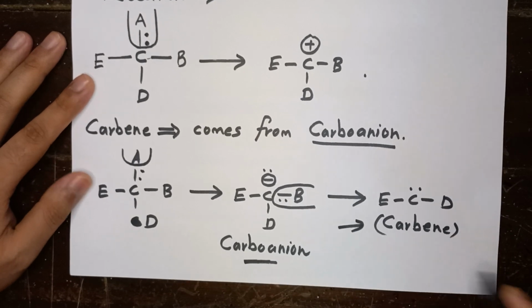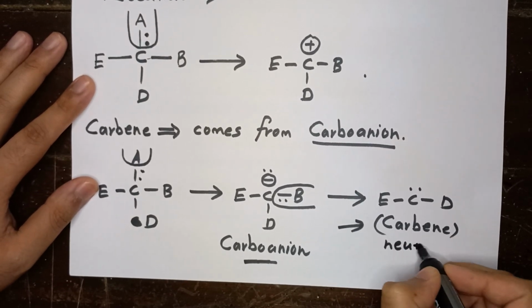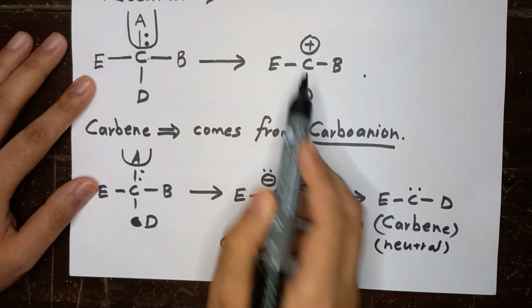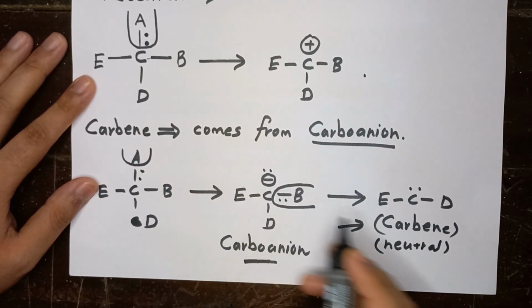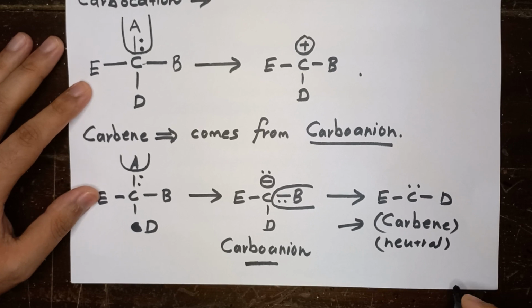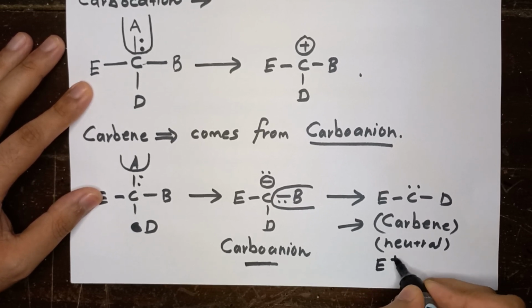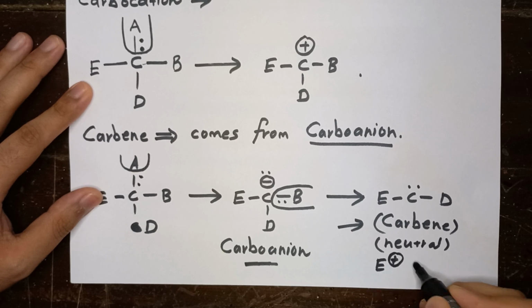Now carbene is a neutral molecule. You see, carbocation is positively charged, carbanion is negatively charged, but the carbene is a neutral molecule. It can act as an electrophile, or it can act as a nucleophile under the given condition.